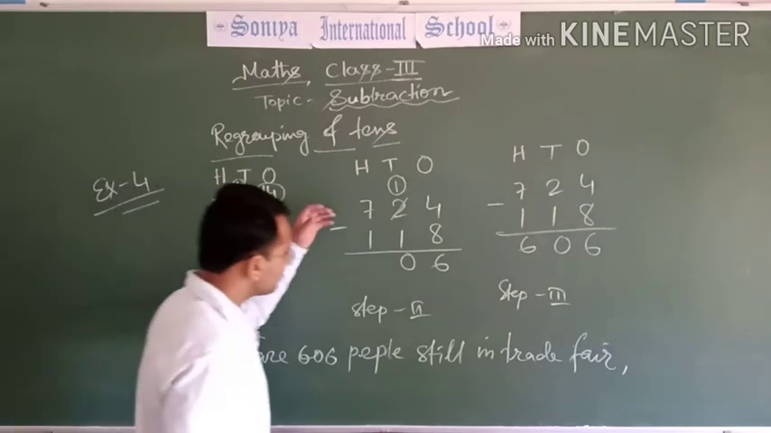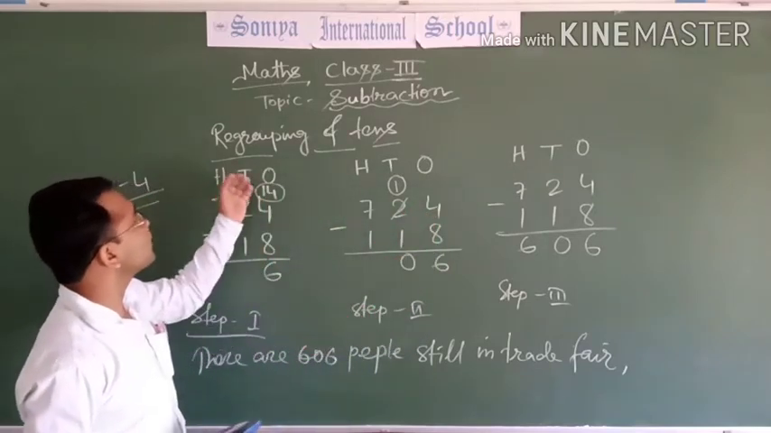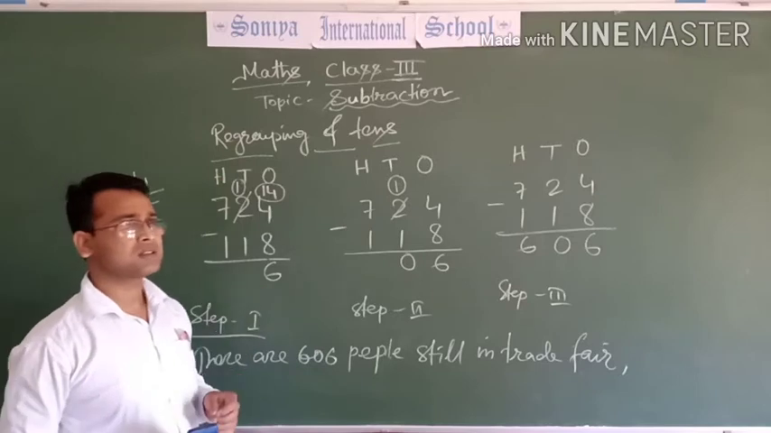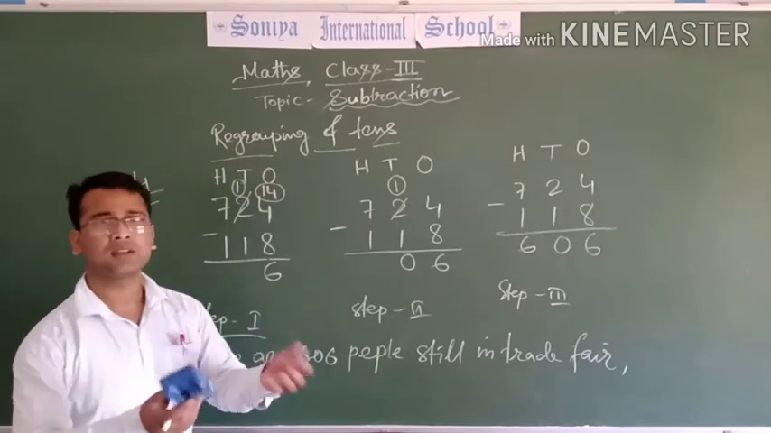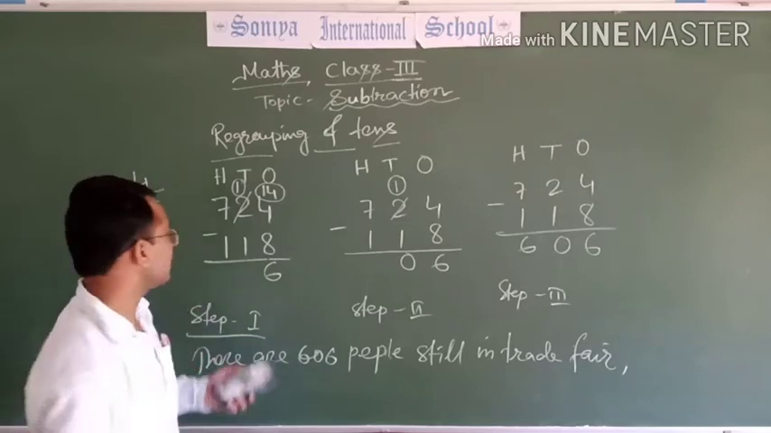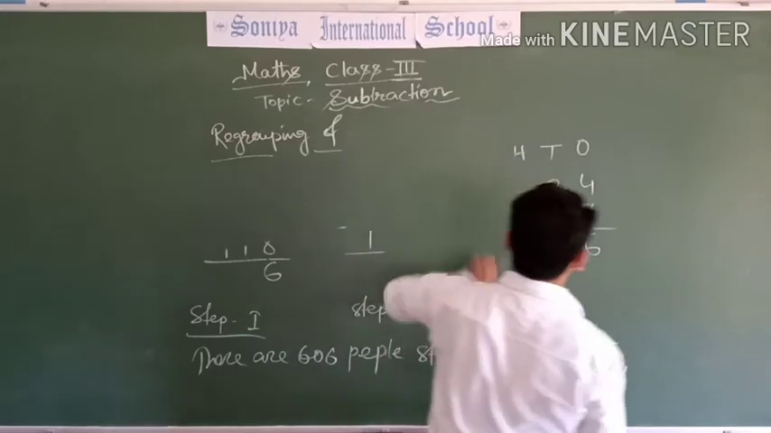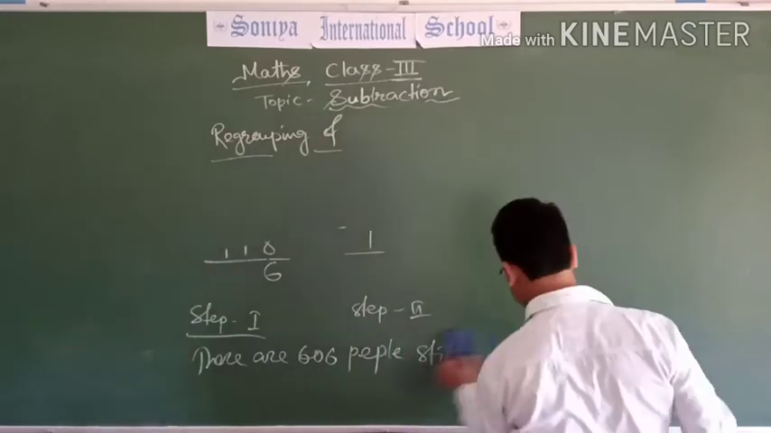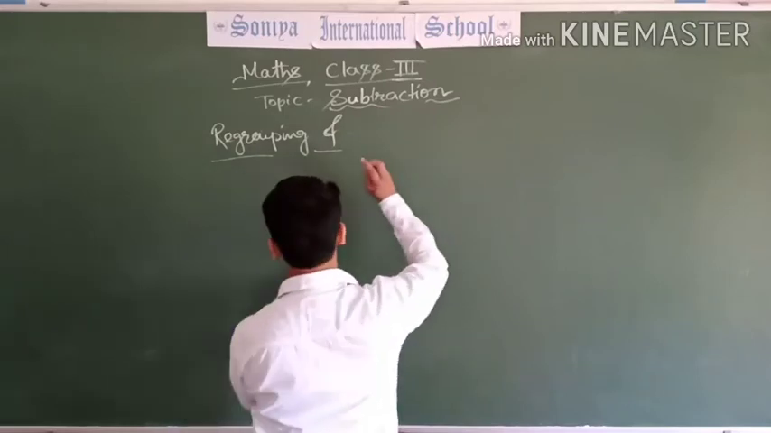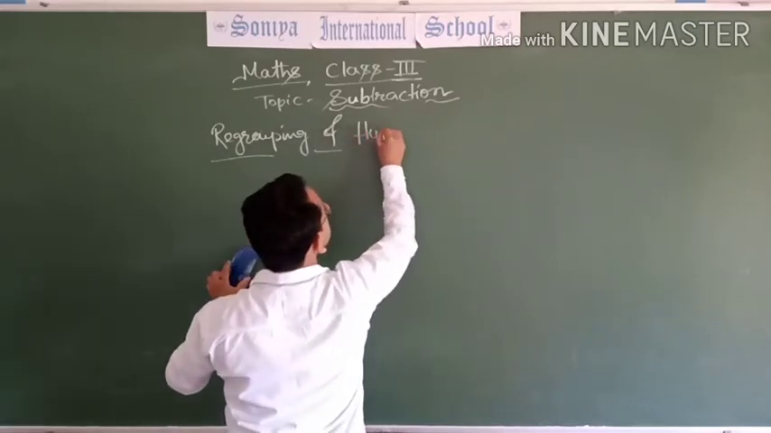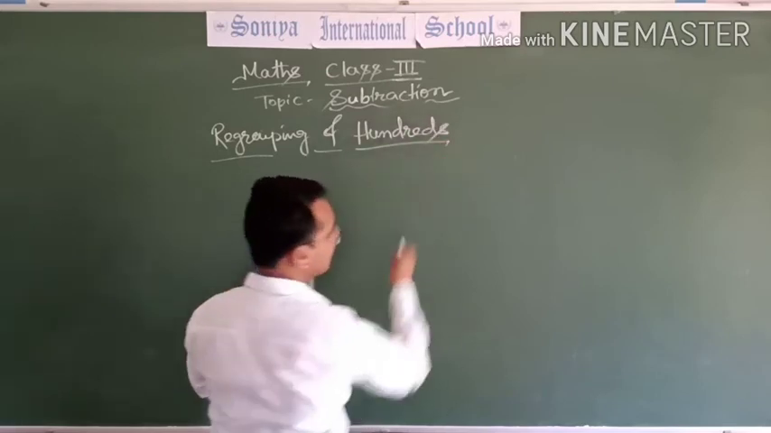But in addition and subtraction, the regrouping of tens, ones, hundreds is the same: in addition, we add, and in subtraction, we subtract. So next one, regrouping of hundreds. Now let's understand regrouping of hundreds.